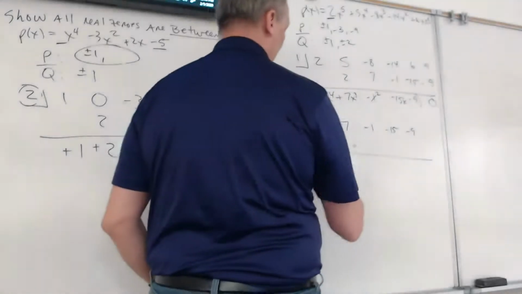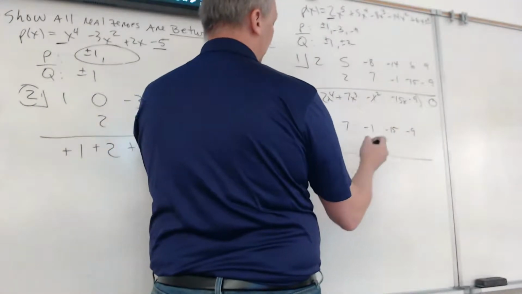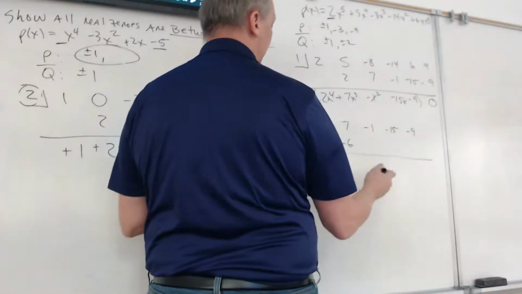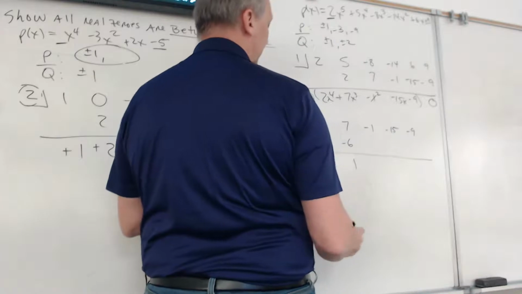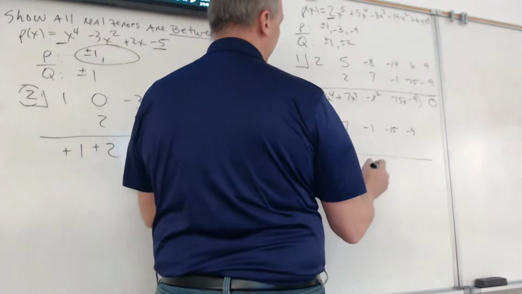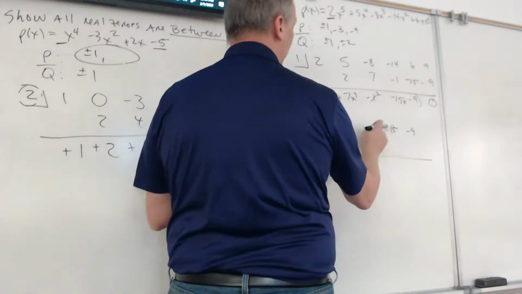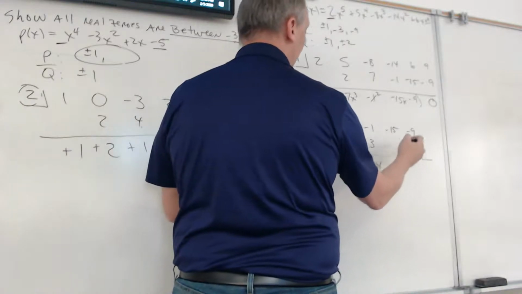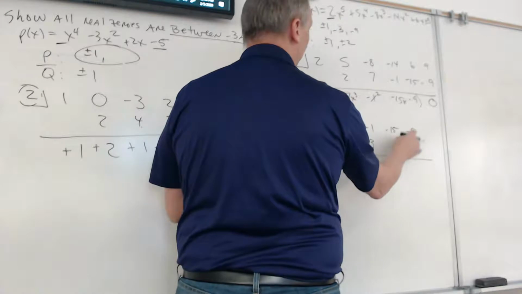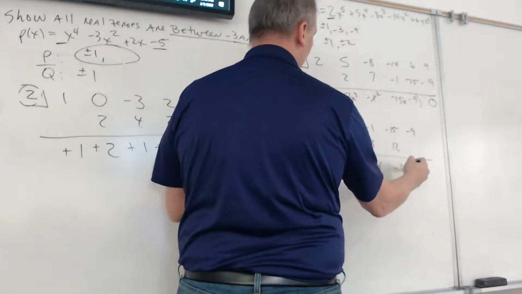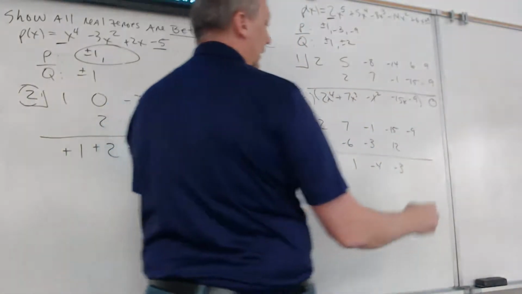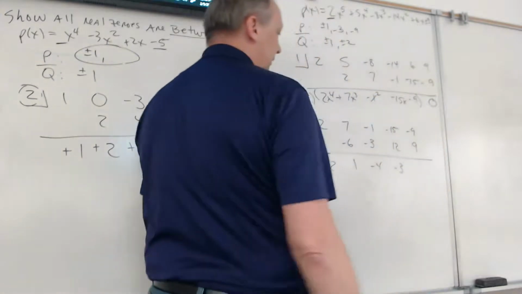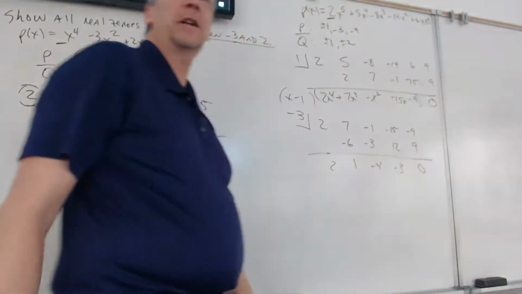So it would be 2, 2 times -3, -6, 7 minus 6, 1, positive 1. 1 times -3 is -3, -3 minus 1, -4, -4 times -3, positive 12. 12 minus 15, -3, -3 times -3 is 9. 9. You nailed it. So I got a nice 0 remainder there.